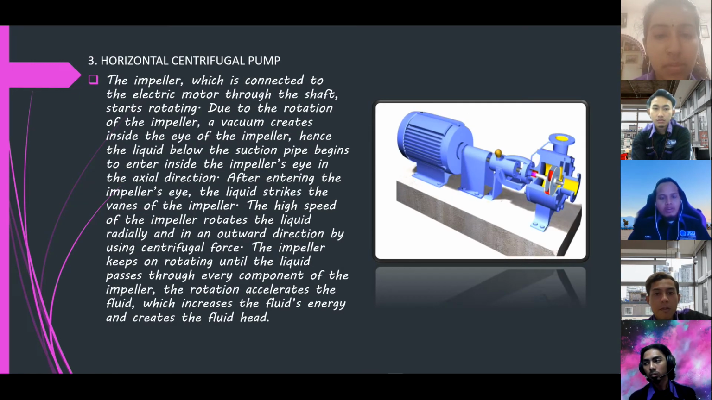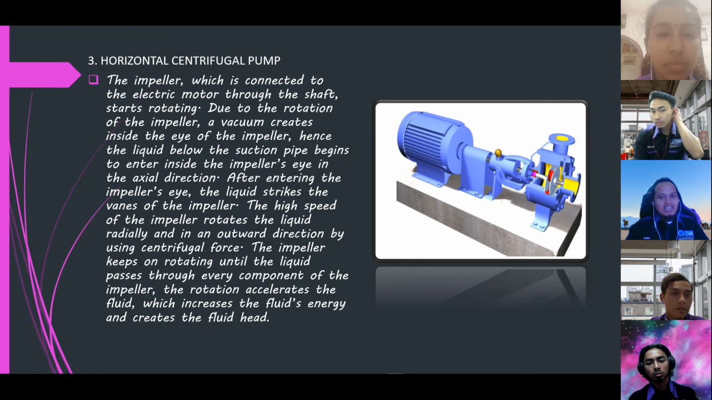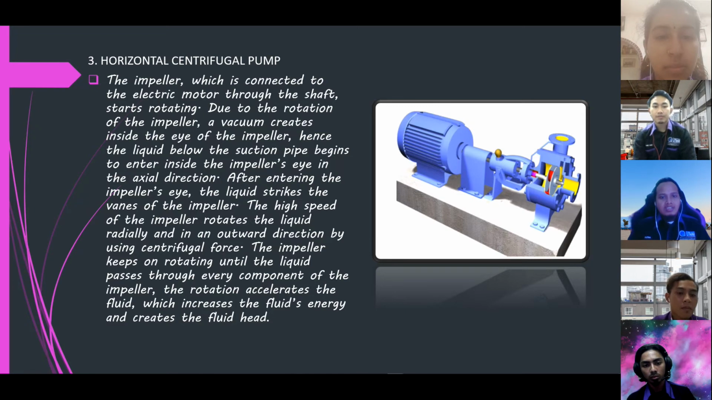And the last one for dynamic pump is the horizontal centrifugal pump. The impeller, which is connected to the electric motor through the shaft, starts rotating. Due to the rotation of the impeller, a vacuum is created inside the eye of the impeller. Hence, the liquid in the suction pipe begins to enter the impeller eye in the axial direction. After entering the impeller eye, the liquid strikes the vanes of the impeller.